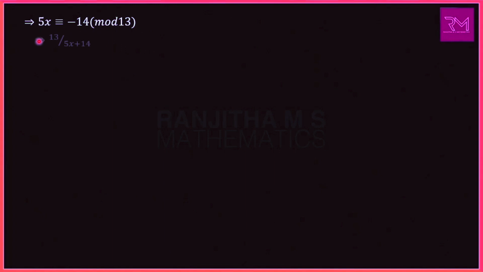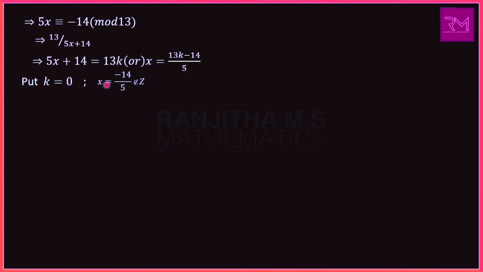Next step, applying the congruency definition here, we get 13 divides 5x minus of minus 14. Therefore we get minus into minus is plus 14, or we can take this as 5x plus 14 is equal to 13 into some integer k, or we can take this as x is equal to 13k minus 14 divided by 5. Here if we take plus 14 to the right hand side, that becomes minus 14. If we take 5 to the right hand side, that goes to the denominator. Hence we get x is equal to 13k minus 14 divided by 5. Next step, we have to substitute k values 0, 1, 2, 3 and find the integer value of x. So put k equal to 0, we get 13 into 0 is 0 minus 14 by 5. Therefore x is equal to minus 14 by 5, that does not belong to the integers Z.